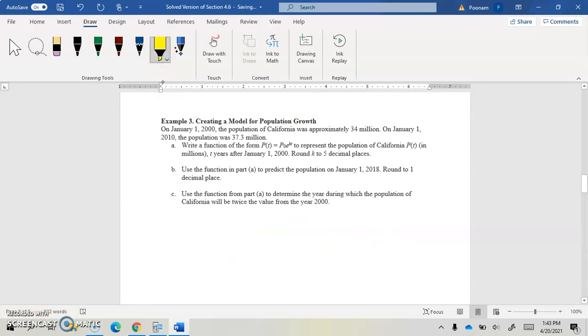Let's consider another problem: creating an exponential model for population growth. So it's a growth function. Remember, in the exponential function, the power has to be positive. On January 1st, 2000, the population of California was approximately 34 million. On January 1st, 2010, the population was 37.3 million. Write a function in the form P(t) = P naught e raised to power kt to represent the population of California in millions t years after January 1, 2000.